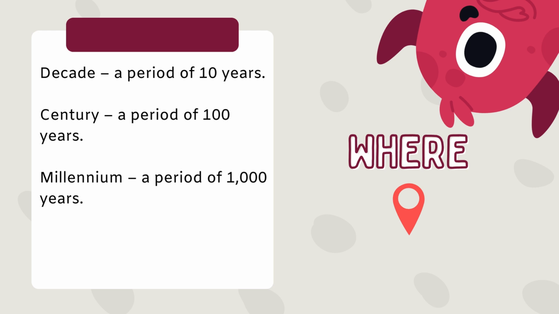Make sure you know what a decade is, a century, and a millennium. A decade is a period of 10 years. A century is a period of 100 years. And a millennium is a period of 1,000 years.